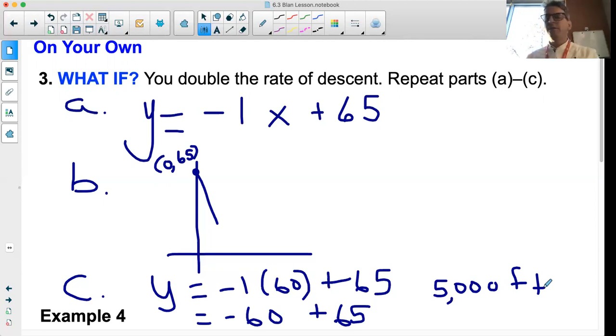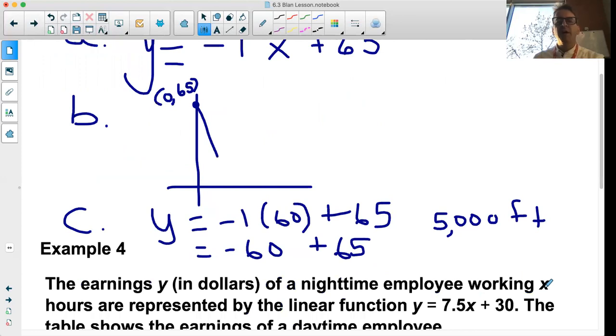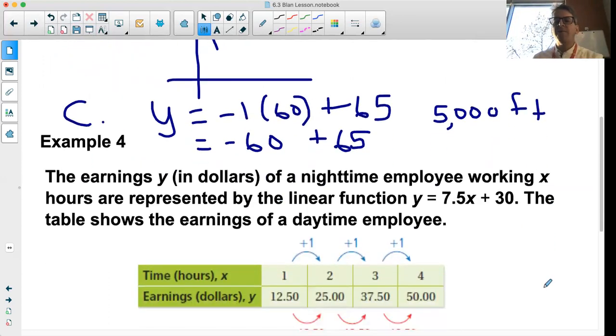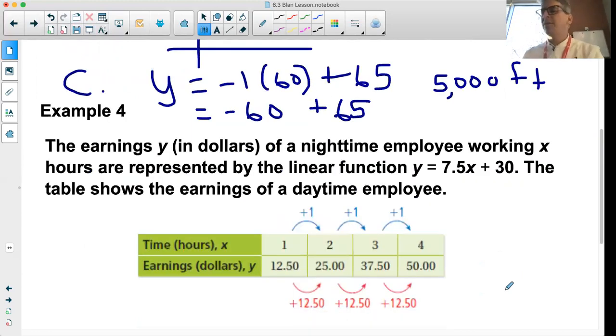Okay, now we're going to go to our last example, which is comparing linear functions. And I'm going to spend a little bit of time with this because this section, when we start to compare graphs, helps us when we're graphing and interpreting the information that's in front of us. Okay, let's look at this example.